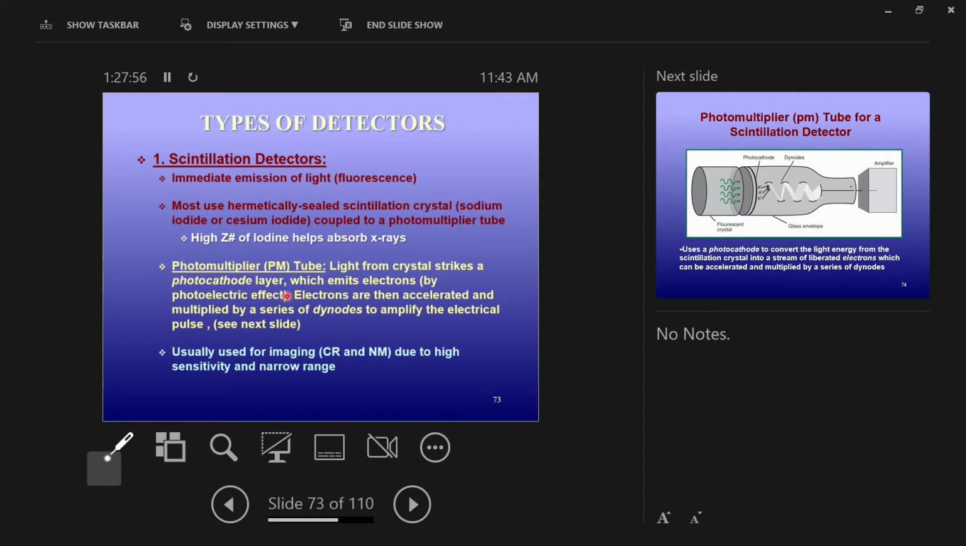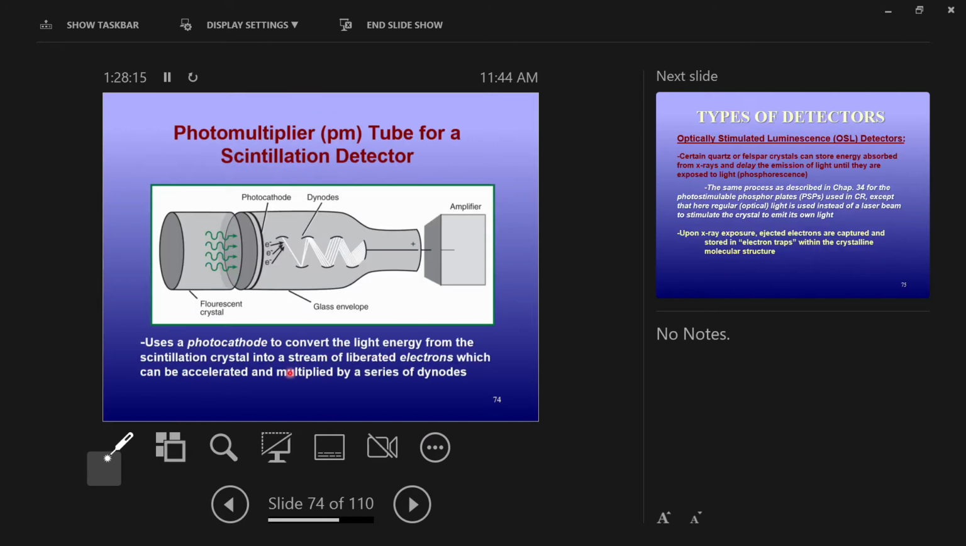The electrons are then accelerated and multiplied by a series of these structures called, I'll show you a picture in a minute, diodes that amplifies the electrical pulse. This is a part of the amplification process. So here you go. X-rays come in from the left side. They strike this crystal, which is just represented as the cylinder here. That crystal absorbs the X-ray.